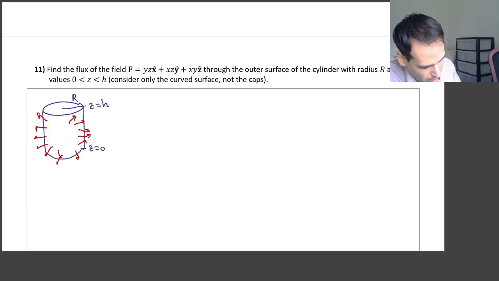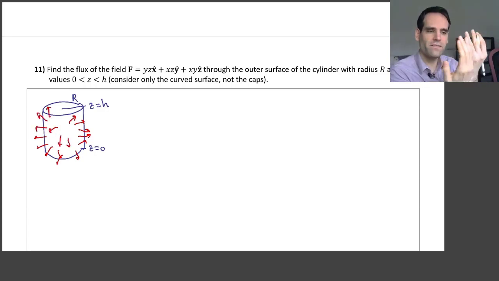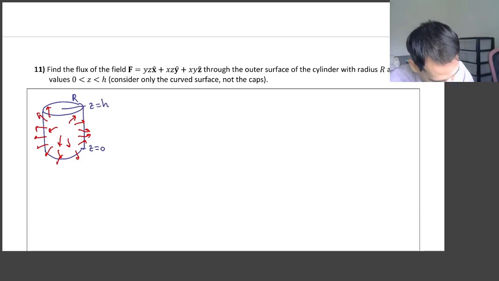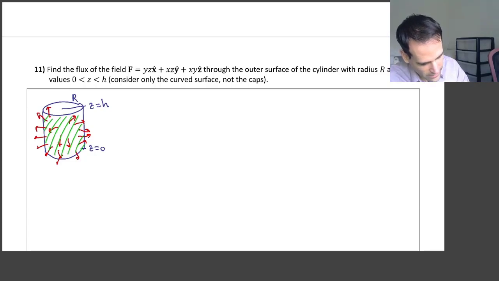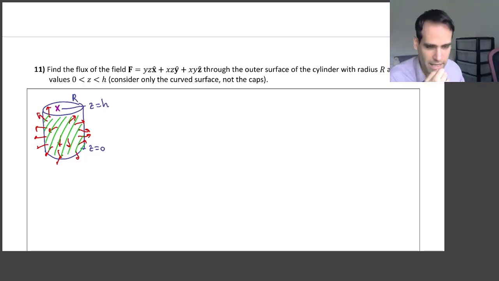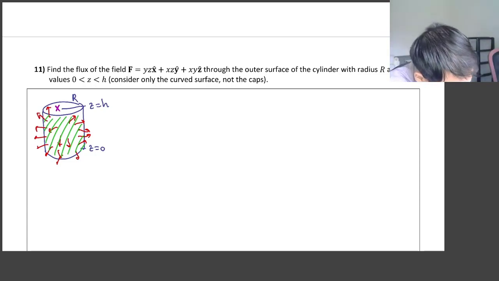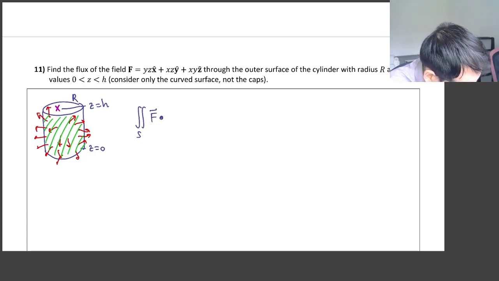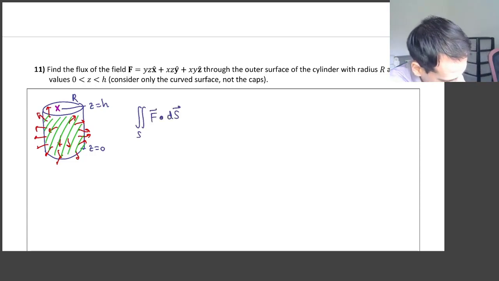And we are asked to calculate the flux of this vector field across the curved surface of the cylinder. So only this surface here, the curved one. We are not calculating the flux on the top cap or on the bottom cap. Okay. So how do we do that? Let's write what we want to do. We want F dot dS. This is the calculation of the flux.